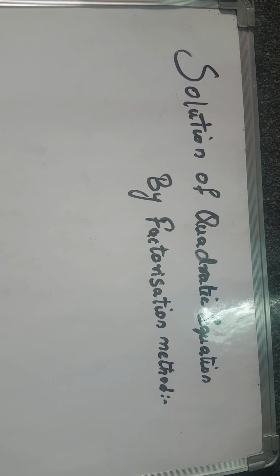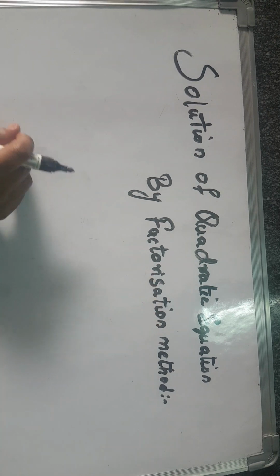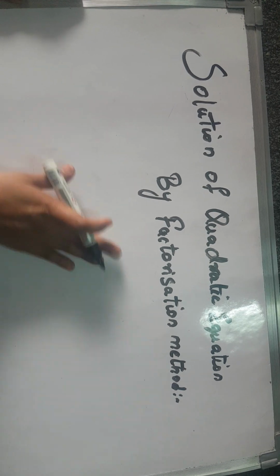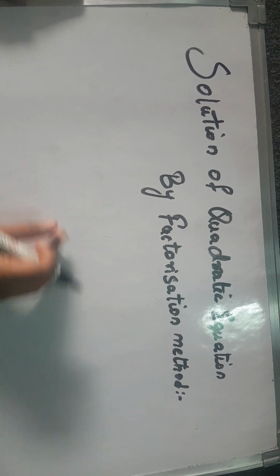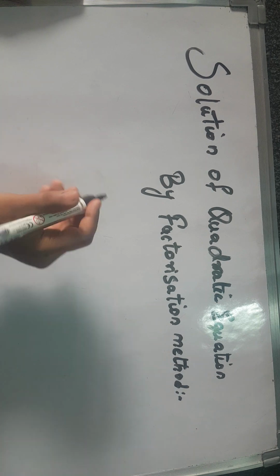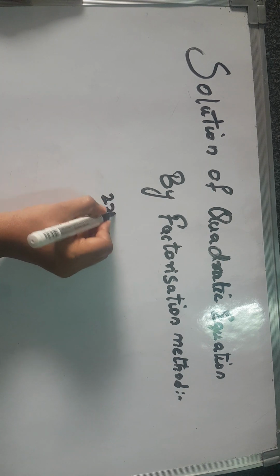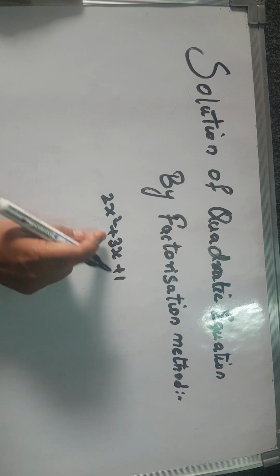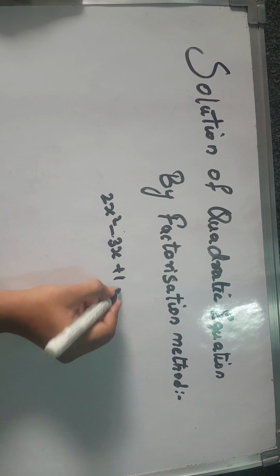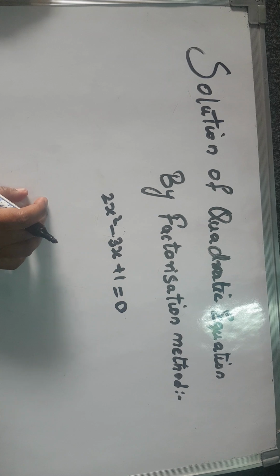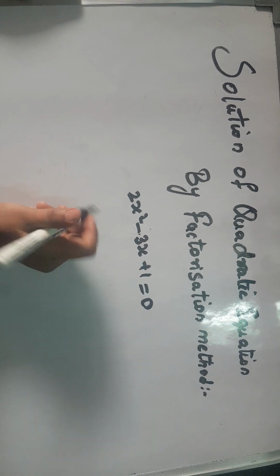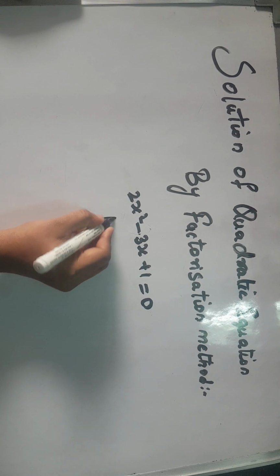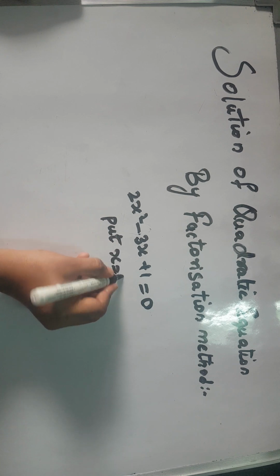Let us continue some more topics on the solution of quadratic equations. Before starting, I just want to tell you one equation: 2x square minus 3x plus 1. Equate this value to 0 and put any value in this equation. Means put x equals to 1 here.